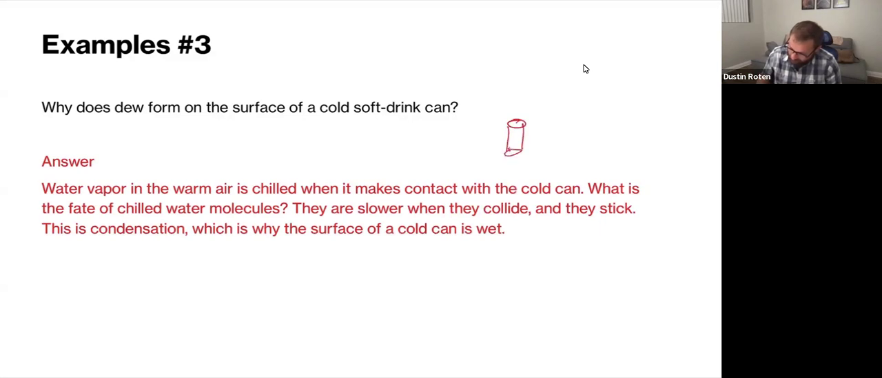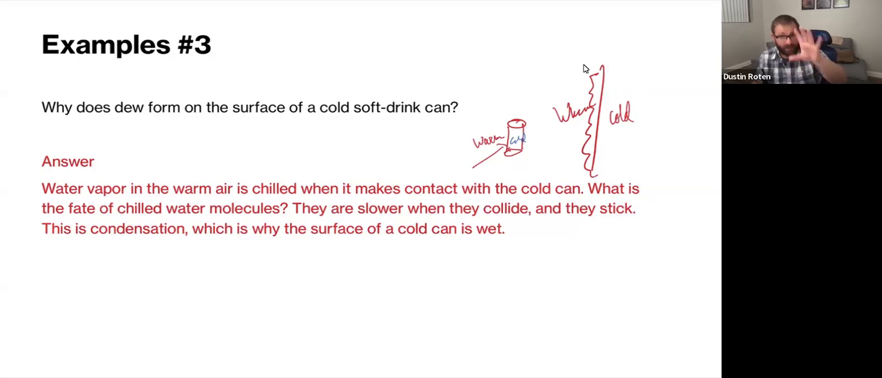So if this can is cold, and the air around it is warm, we're going to think about this interface here where we have warm and cold, right? This cold on the right hand side is going to start cooling down this layer of air up against it. Now these molecules are slowed down because the air gets cooled. And since they are slower, they can actually start the condensation process, right?